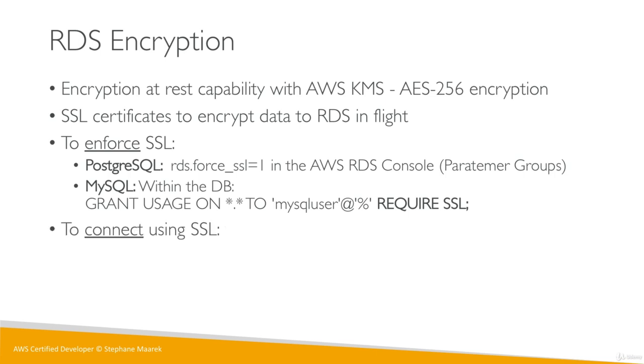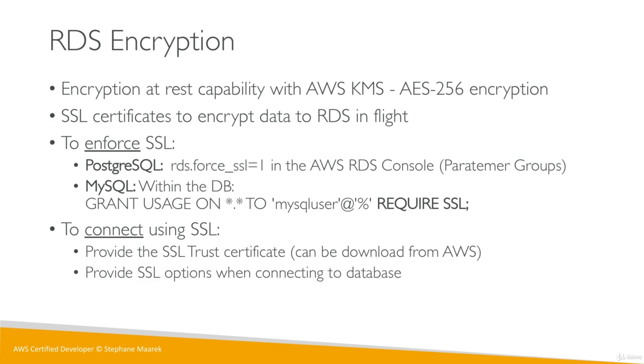Now, if you want to connect using SSL, how do you do it? Well, you provide the SSL trust certificate that you can download from the AWS website. And then you provide the SSL option when you connect to your database. And that's about it. It's quite simple. But you need to know the difference between enforcing SSL and connecting using SSL, okay? Connecting using SSL doesn't mean that SSL is necessarily enforced. So knowing how to enforce SSL is something you should know and make note of.